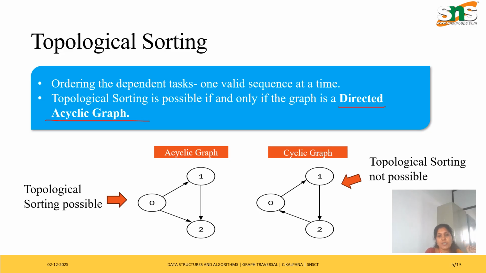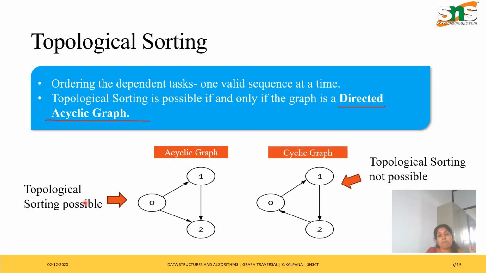You can differentiate with the help of this picture: acyclic graph and cyclic graph. This is a cyclic graph. Why do we say cyclic? 0, 1, 2 and again 2 to 0. It forms a cycle. The source node is 0 and also the ending node is 0. So it forms a cycle, it forms a loop. So this is our cyclic graph. Here topological sorting is not possible with the cyclic graph.